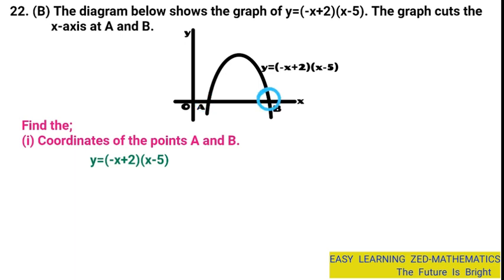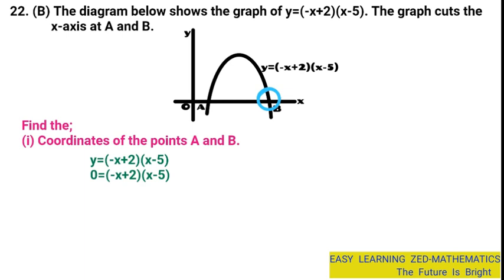Same applies at point B. Okay, the y-axis is 0. Therefore we can replace y by 0, because on both points the reading of y is 0. So we're going to say 0 is equal to that. What we have just replaced is y.